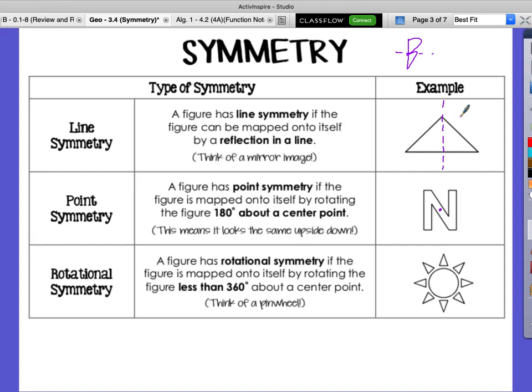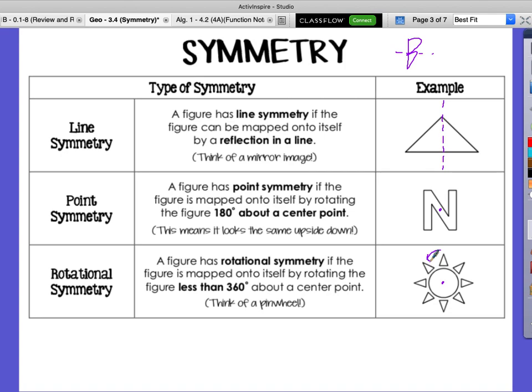Next, rotational symmetry means we're going to rotate it around. A figure has rotational symmetry if it's mapped onto itself by rotating it less than 360 degrees, so less than a full rotation. Anything's mapped onto itself if you rotate it the whole way. But if you rotate it less than 360 and it's mapped onto itself, it has rotational symmetry. Think of a pinwheel. If we take the sun and rotate it, even just a small turn, is it still the same sun? Yeah, it looks the same. You would never know you rotated just one little tick.